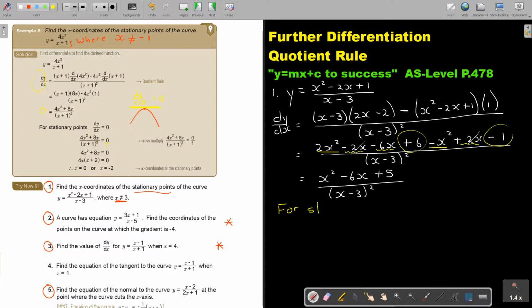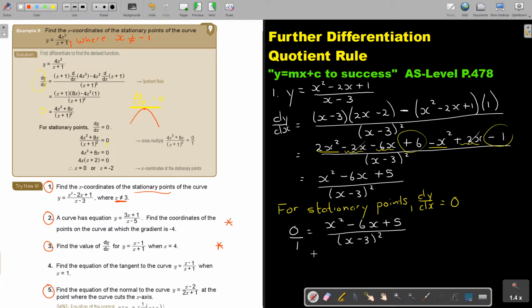So for stationary points, dy by dx is equal to 0. So I put a 0 in there. And again, don't forget, and I'm going to show it again to you. This is over 1. So if I cross multiply, this denominator will disappear. So I'm just going to end up with x squared minus 6x plus 5 equals 0.